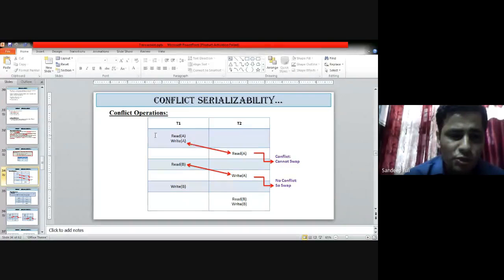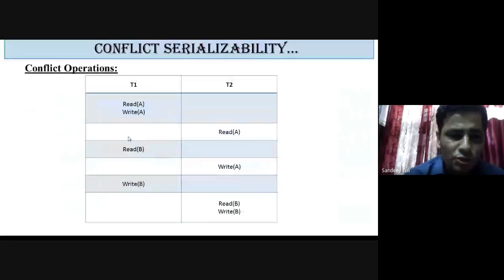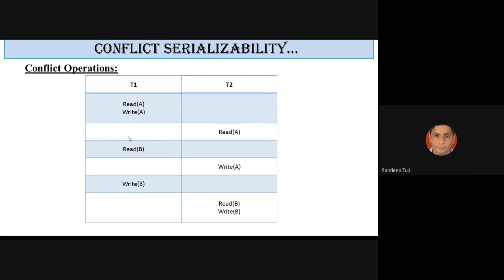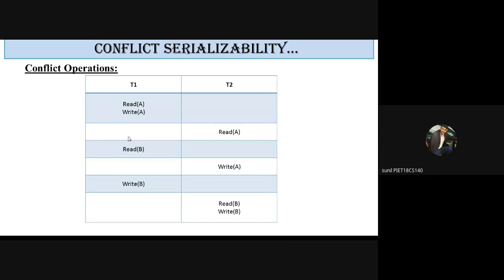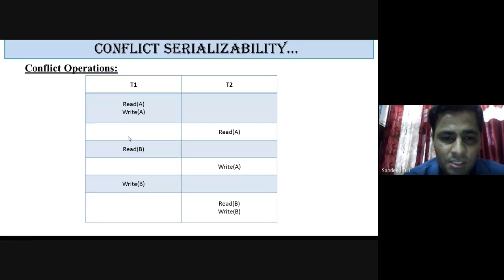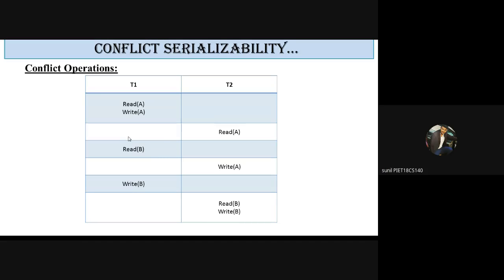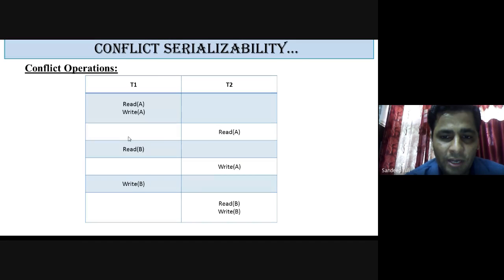Now let us look at this table. In this table, how many transactions are there? Two transactions are there, and we are able to predict that this is a non-serial schedule, because of the interleaving operations. So we need to make this non-serial schedule into a serial schedule.